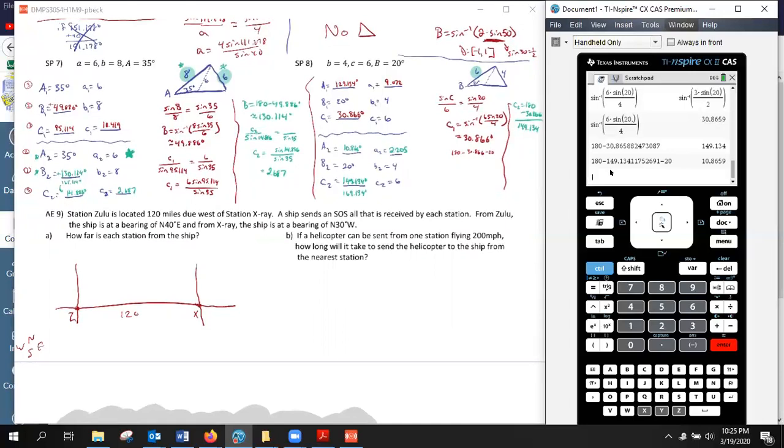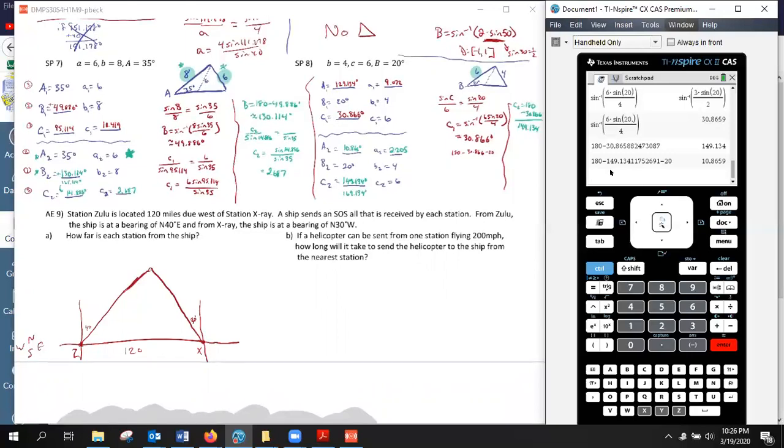A ship sends an SOS that's received by each station. From Zulu, the ship is at a bearing of 40 degrees east of north. So let me draw about a 40-degree angle here, east of north. From Station X-ray, the ship is at a bearing of 30 degrees west of north. I think I need to extend this a little bit further, and I'm going to cheat by bringing this down so I can draw it a little bit more accurately. Well, accuracy is not 100% necessary, it tends to help. So this is my 30 degrees west of north.